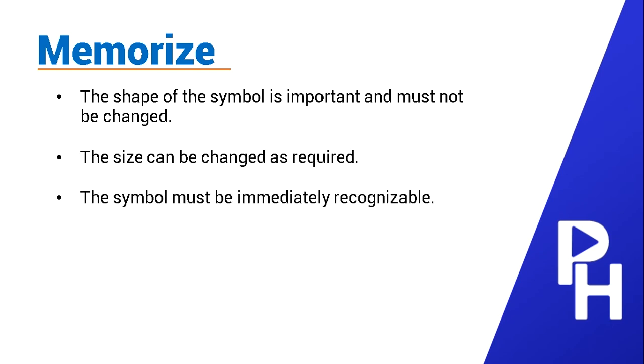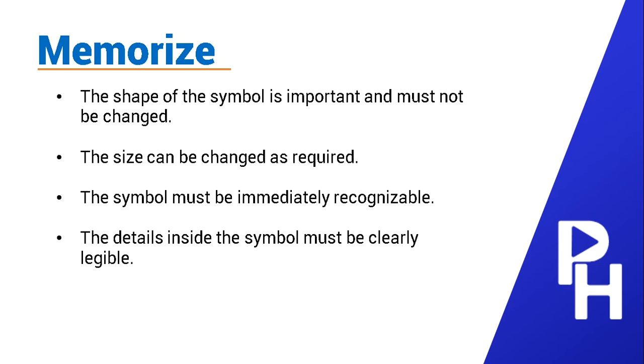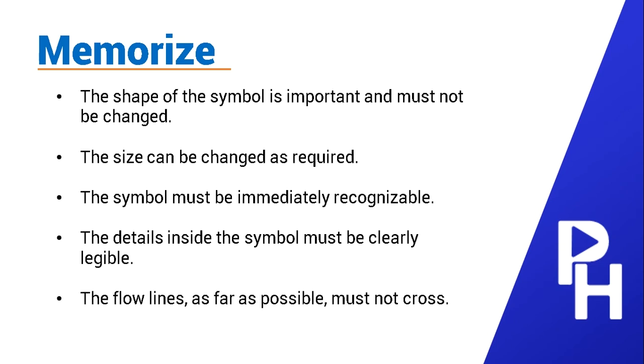The symbol must be immediately recognizable. The details inside the symbol must be clearly legible. The flow lines, as far as possible, must not cross. So these are the 5 statements. You can consider this as a rule in making a flowchart, or a rule for flowchart symbols.